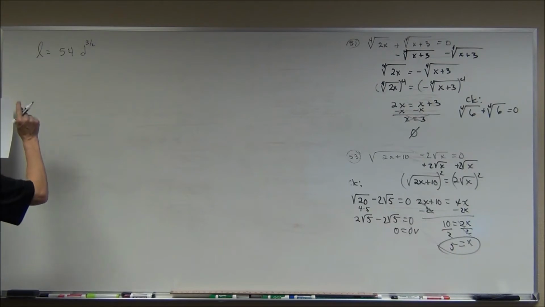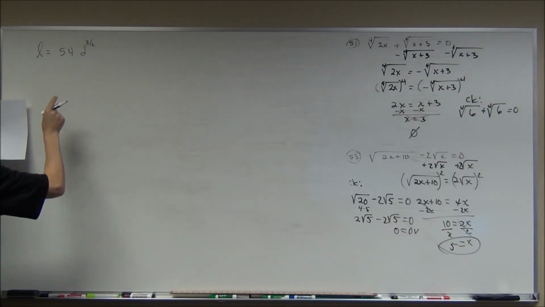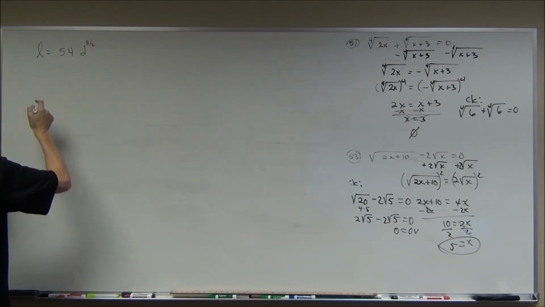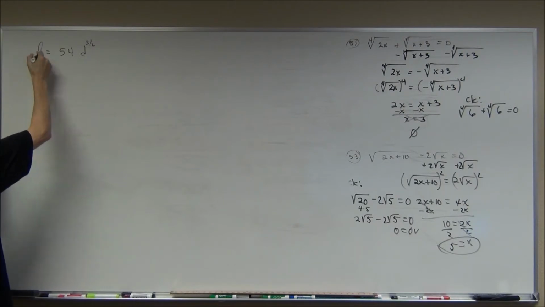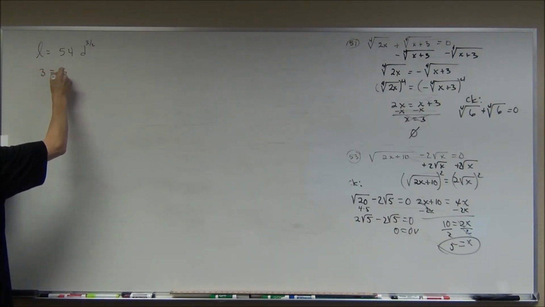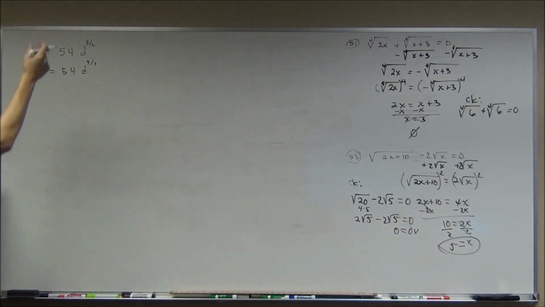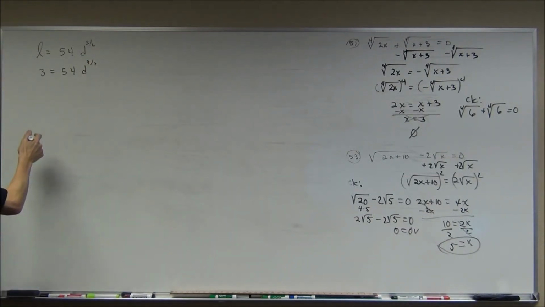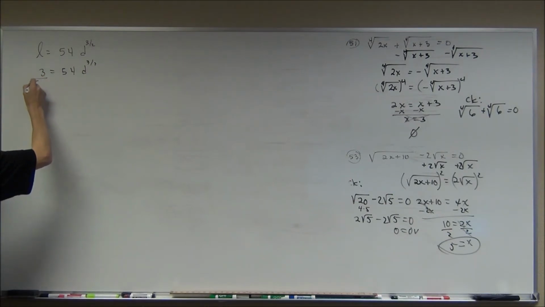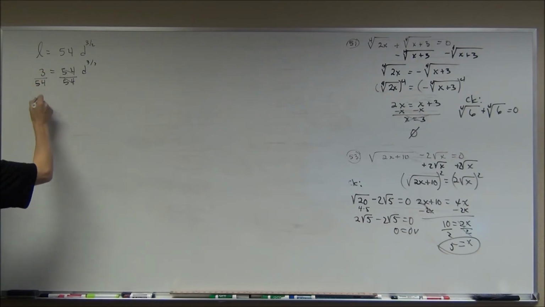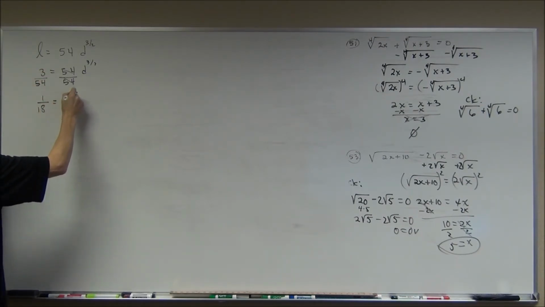So it says find the diameter if the length is given to be 3 inches. So the length is 3 inches. I'll put a 3 here, and I'm going to solve for d, the diameter. So it's kind of like the other problems. It's just that you have to create the problem by plugging in. I'm going to divide both sides by 54, and I get 3 over 54, which is 1/18, is equal to d to the 3/2.